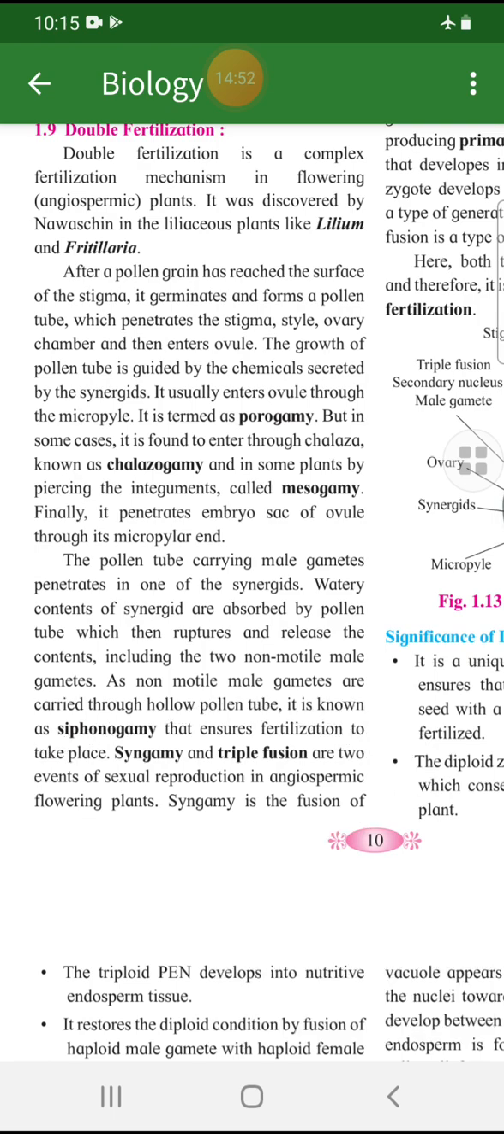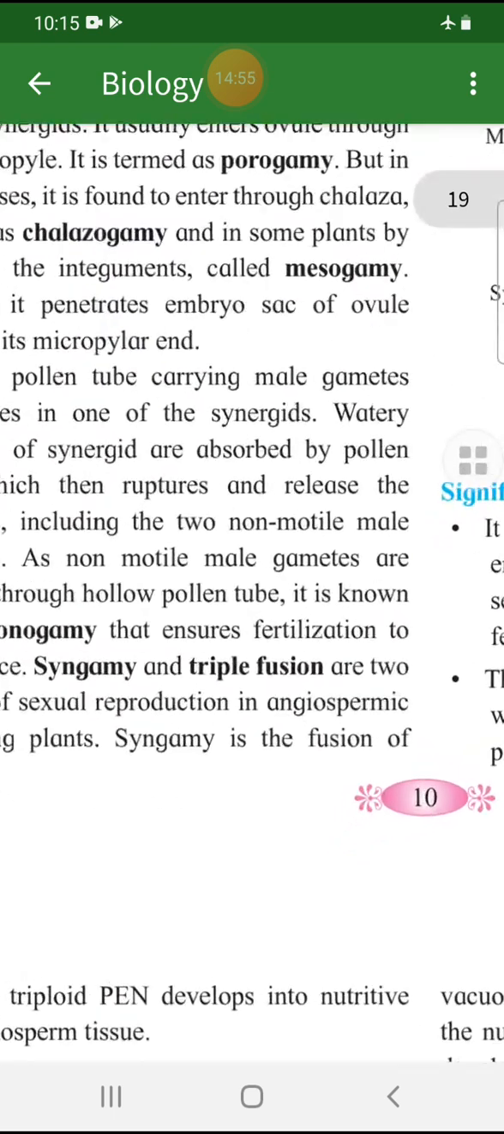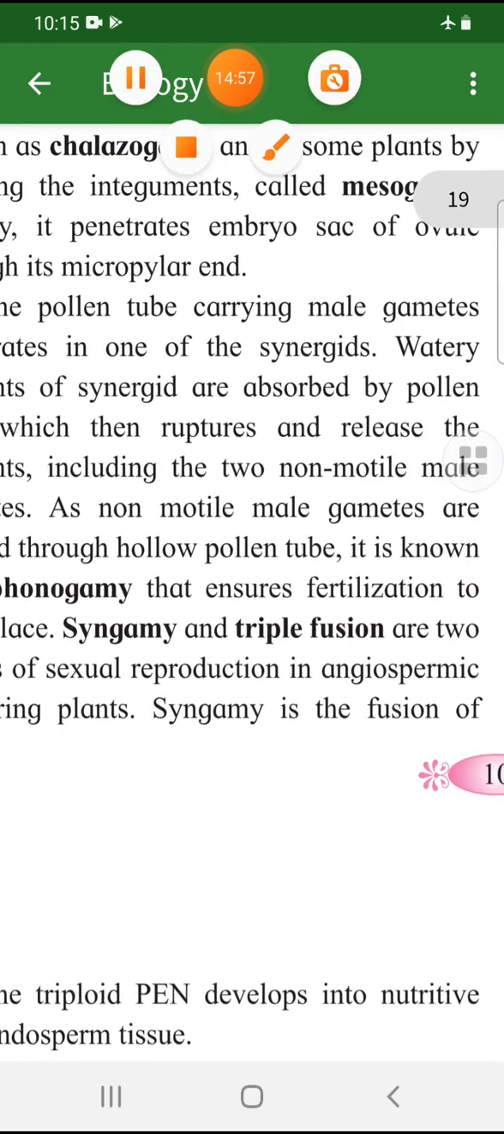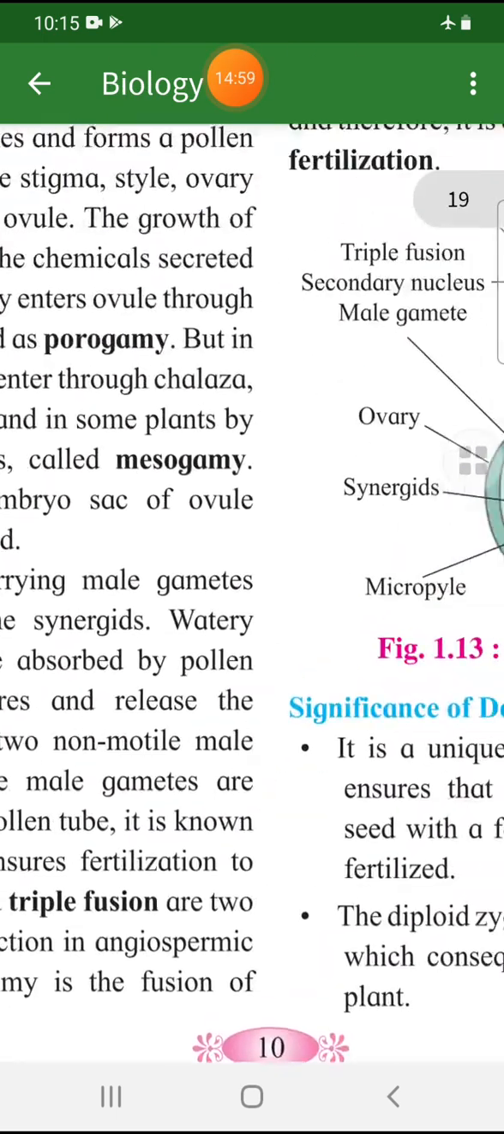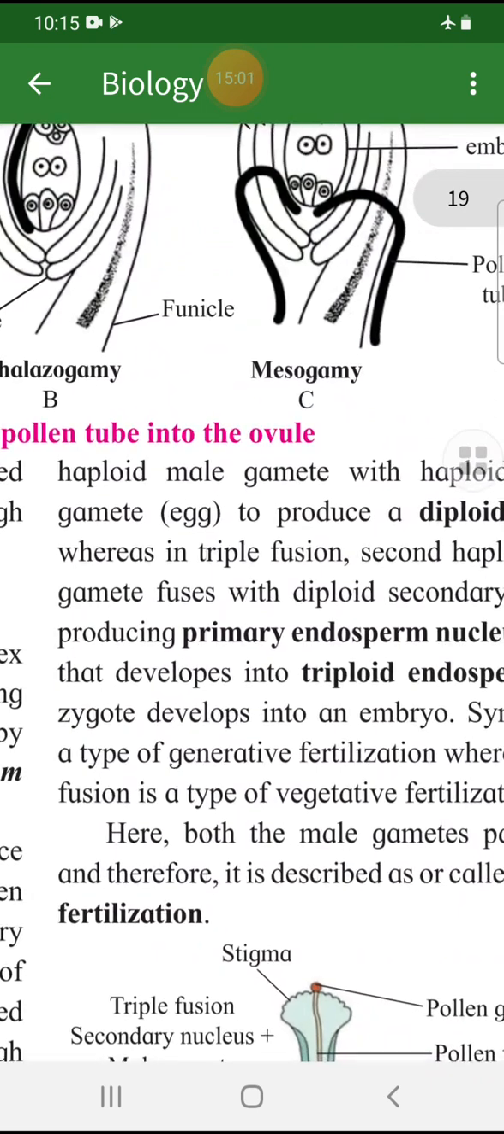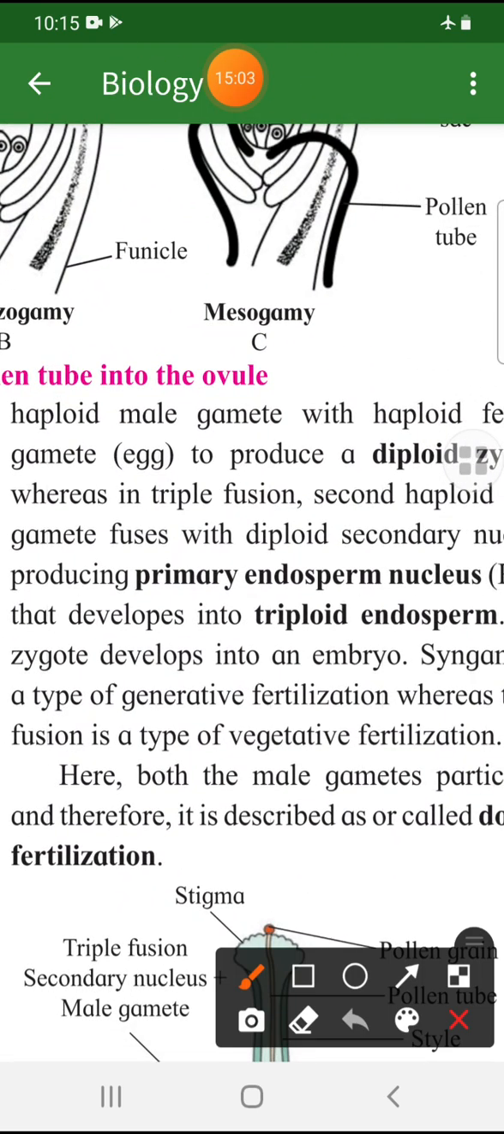Now what is syngamy? Syngamy is fusion of a haploid male gamete with a haploid female gamete. Though they are haploid, when they come together they form a diploid zygote. So this is the first advantage of double fertilization: haploid gametes come together forming a diploid zygote.